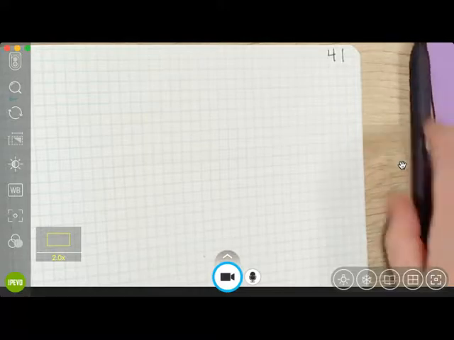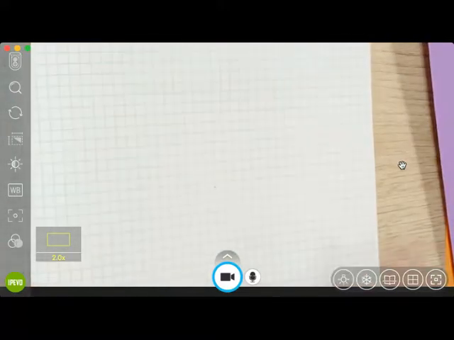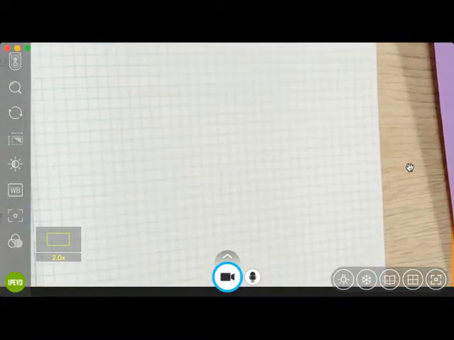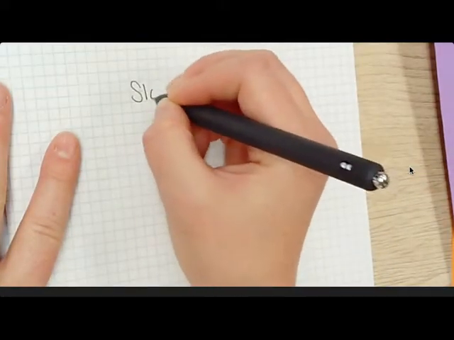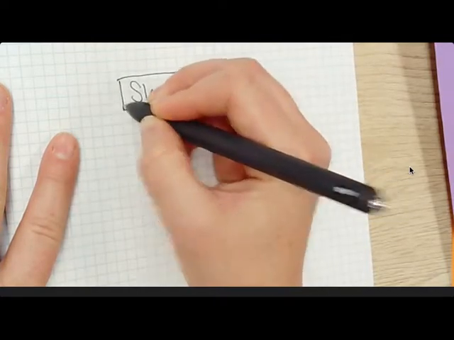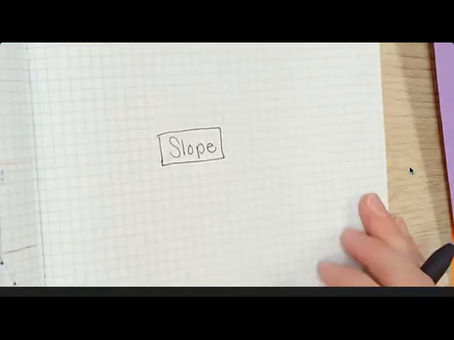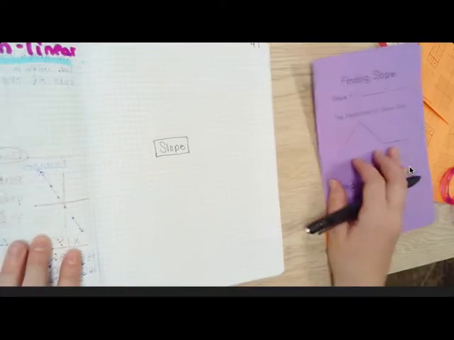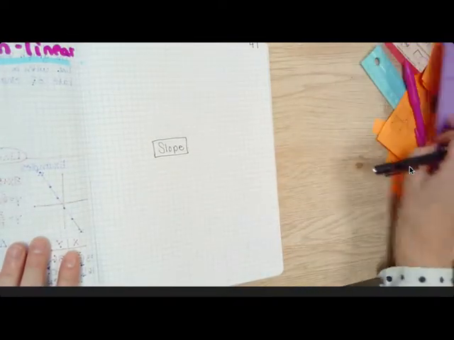Okay, so we are going to talk about slope. In the middle of your paper, you are going to write slope, kind of like we did for linear functions. Oh, so we're not doing this? Not yet, no. We're going to start with this and then we'll go on to the purple foldable.